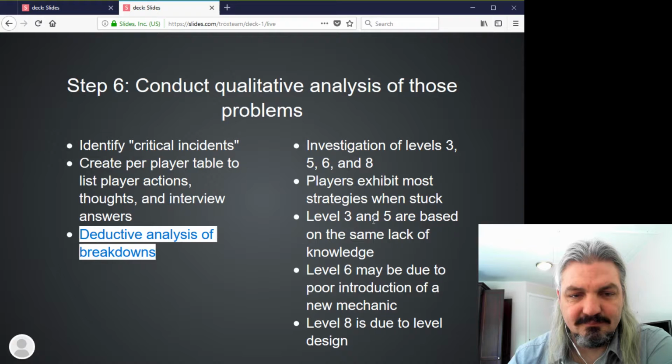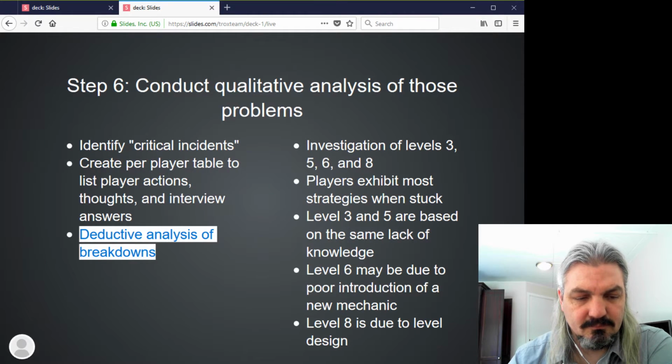Yes. And they have several strategies they observed players attempting when they got stuck, which include trial and error, repetition, trying to get a hint, and so on. And they observed that most of these strategies were tried out to some degree.